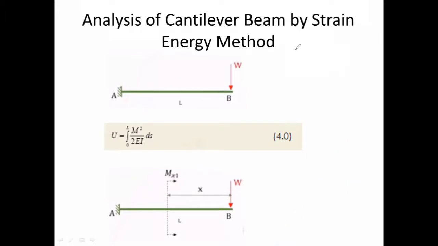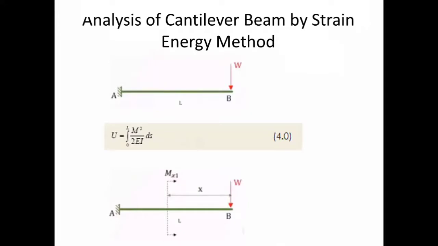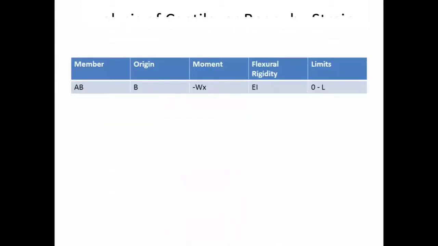Now here I have considered a section at a distance x from joint B, and what will be my moment here? W into x with minus sign. Minus wx. So in equation 4, I am going to substitute M value as minus wx and its square. Whatever the sign convention we use, finally we will get the answer as positive. So for simplicity, I have just tabulated those results.